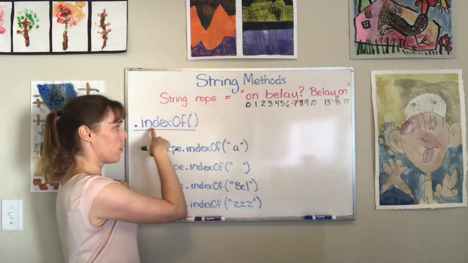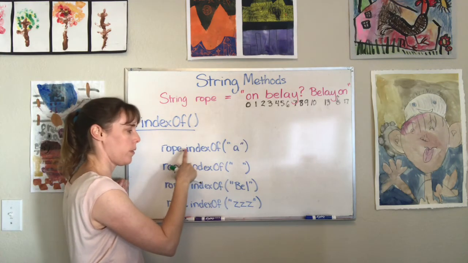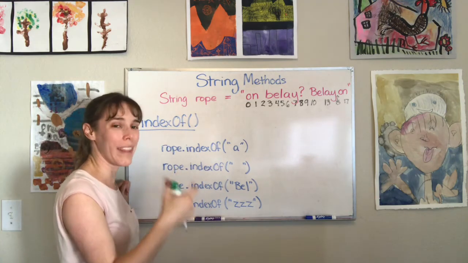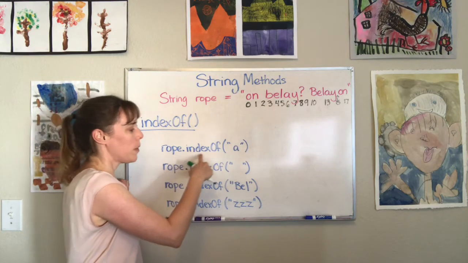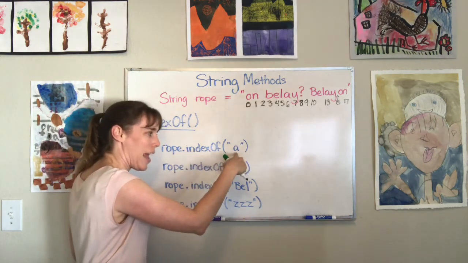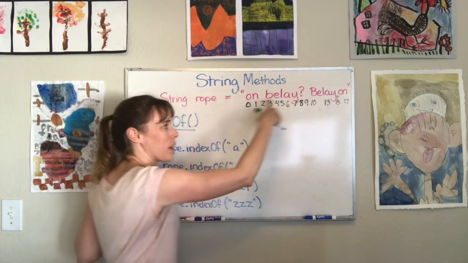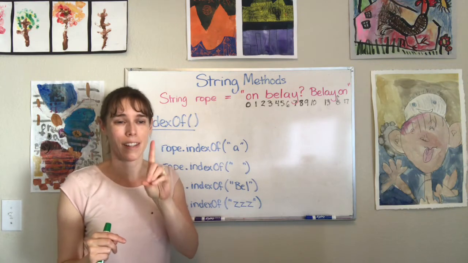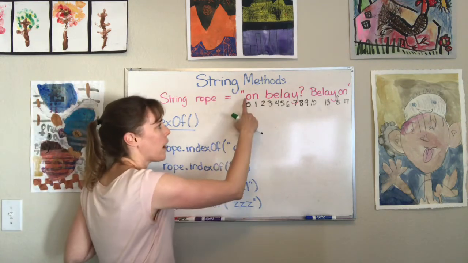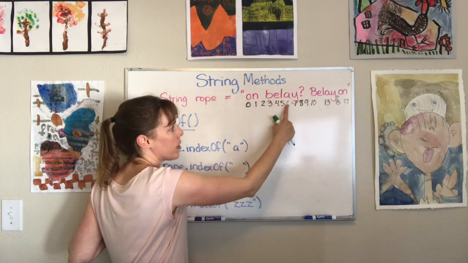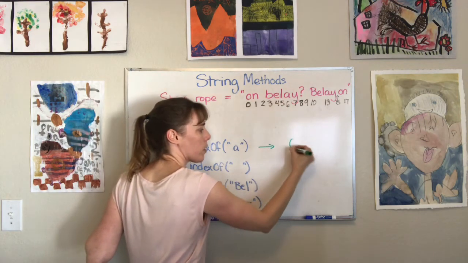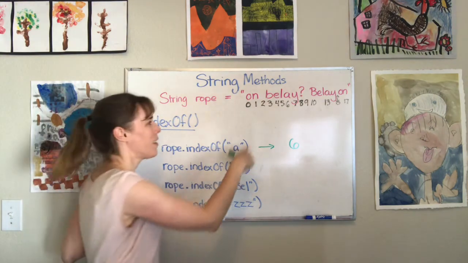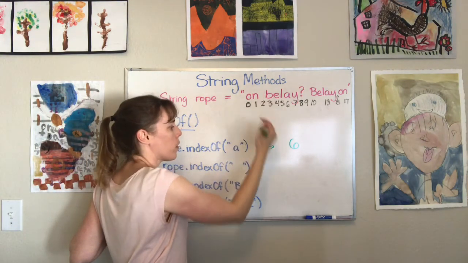All right, so index of, rope dot index of. This is going to find the position of a string within a string. So if I say rope dot index of A, it'll go find an A in my string. It will return the index of the first instance of that string. So if I go look for A, so 1, 2, 3, there it is, it's at 6. So this one's going to return a 6. If I went to look for an index of space, it would find a space, the first one, and go, oh, that's 2.